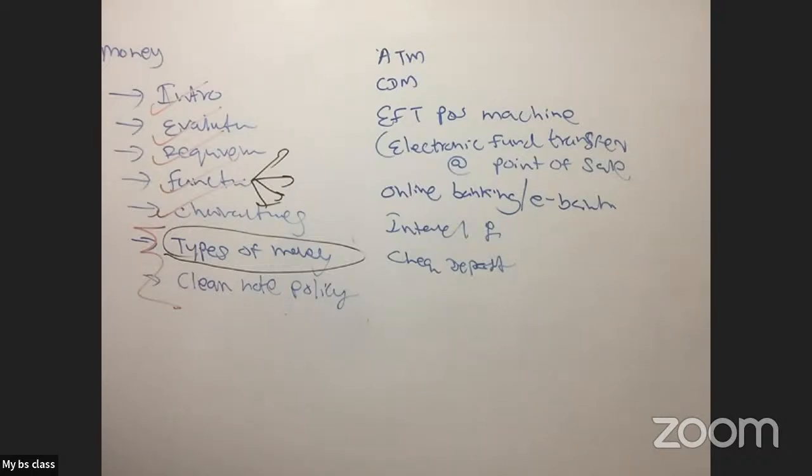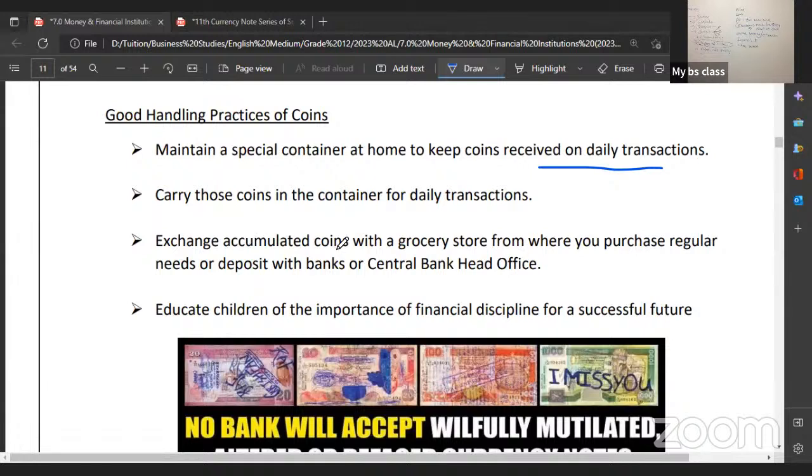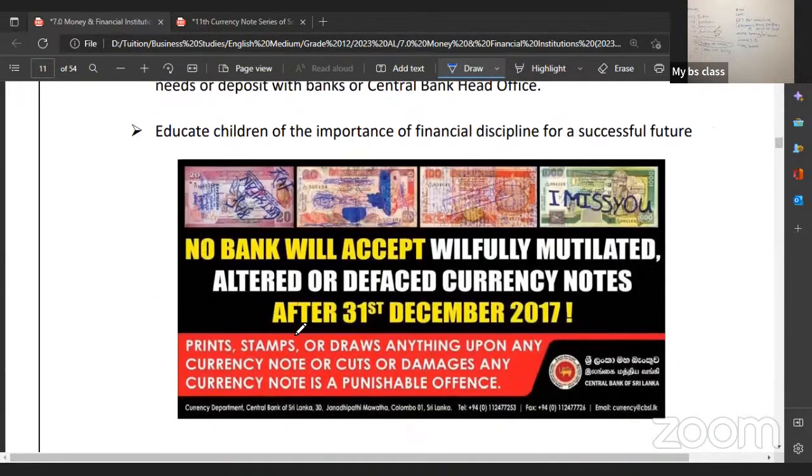What else? Carry coins in the container for daily transactions. Exchange accumulated coins with the grocery store where you purchase your regular needs, and deposit them with banks. Educate children and your friends about coins and the importance of financial discipline, which is needed for a successful future, right?